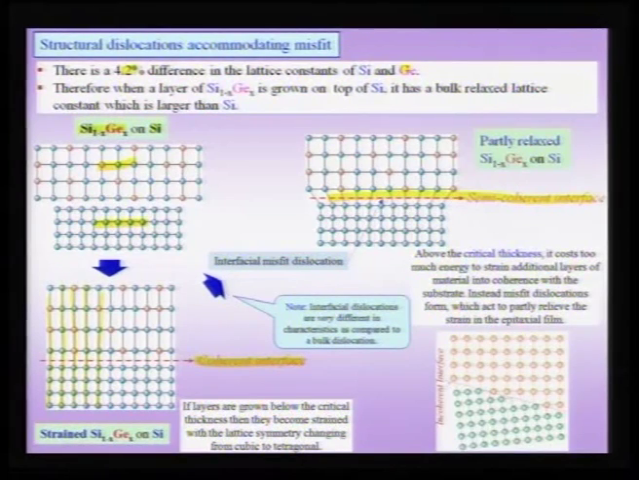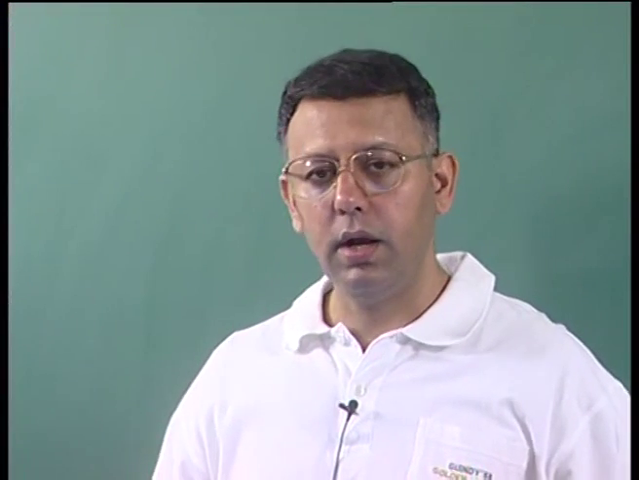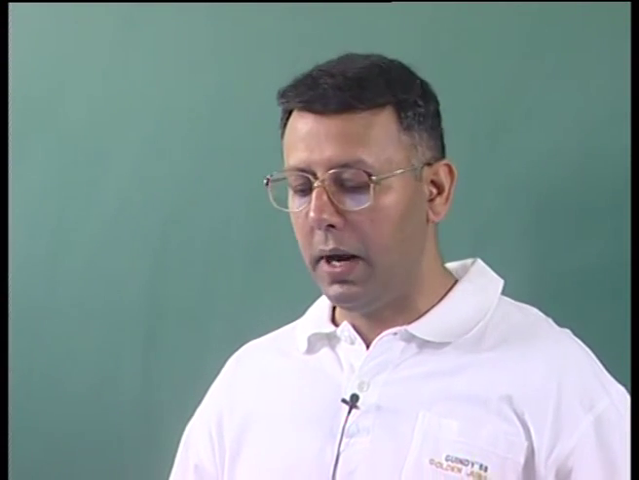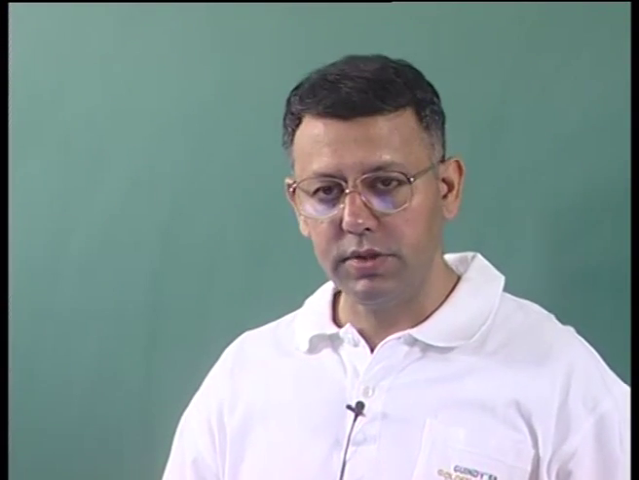In other words, a coherent interface becomes semi-coherent by the presence of a misfit dislocation, and this dislocation, as you can see, the edge dislocation, is accommodating linear misfit between the epitaxial film and the substrate. And again, we have to note that these interfacial dislocations are very different in characteristic as compared to a bulk dislocation, as we had noted before in the case of even a normal material in the case of plasticity. Now therefore, you could have a coherent interface, you could have a semi-coherent interface between GeSi and Si, wherein there are interfacial misfit edge dislocations present, which are partly relieving the strain between the film and the substrate.